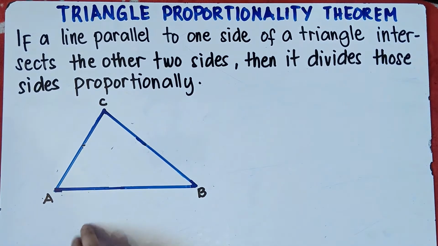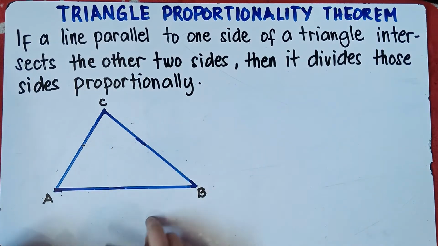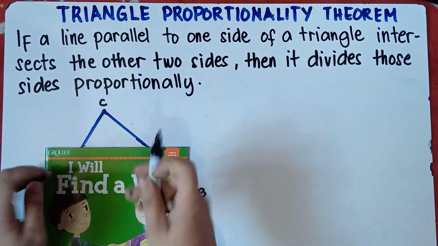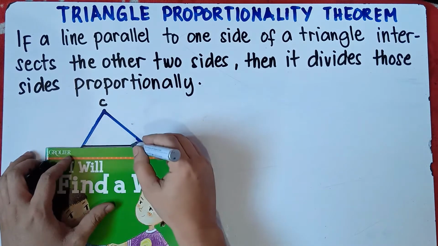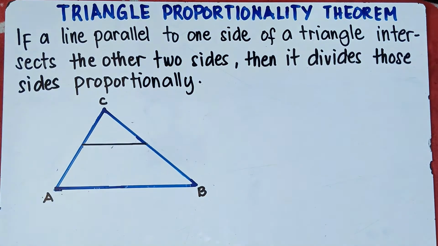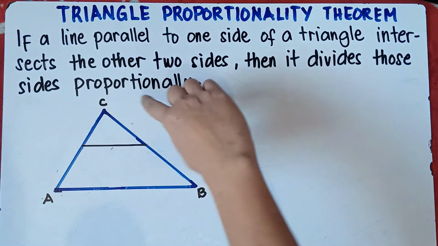If I have a given triangle ABC and we draw a line that is parallel to line segment AB, once again, you can draw a line anywhere in this triangle, class, in which the line should be parallel to AB. So let's have this one. We draw a line parallel to line segment AB. Now, according to the theorem, you can create proportions. The ratio of this side will be equal to the ratio of this side.